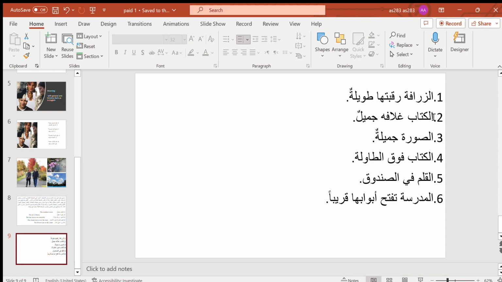I'd like you to explore the rest of the sentences here and match them with the types of subject-predicate structures mentioned in the previous page. And let me read these for you. الكتاب غلافه جميل. الصورة جميلة. الكتاب فوق الطاولة. القلم في الصندوق. المدرسة تفتح أبوابها قريبا. So this is all the types that can be mentioned about the existence of subject-predicate grammar in Arabic and how they match or correspond to the ones we have in English.